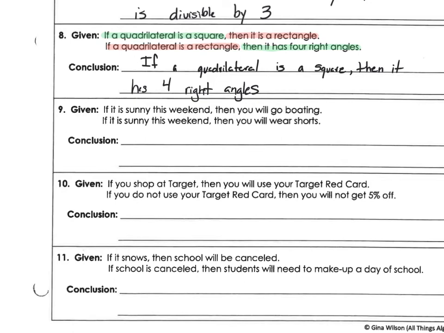Let's take a look at number 9. The first statement says, if it is sunny this weekend, then you will go boating. If it is sunny this weekend, bless you, then you will wear shorts. Does this statement and this statement, do those match? No, they don't, right? This statement and this statement match. So based on that, can you make a conclusion? No. So for that one, it would be no valid conclusion.